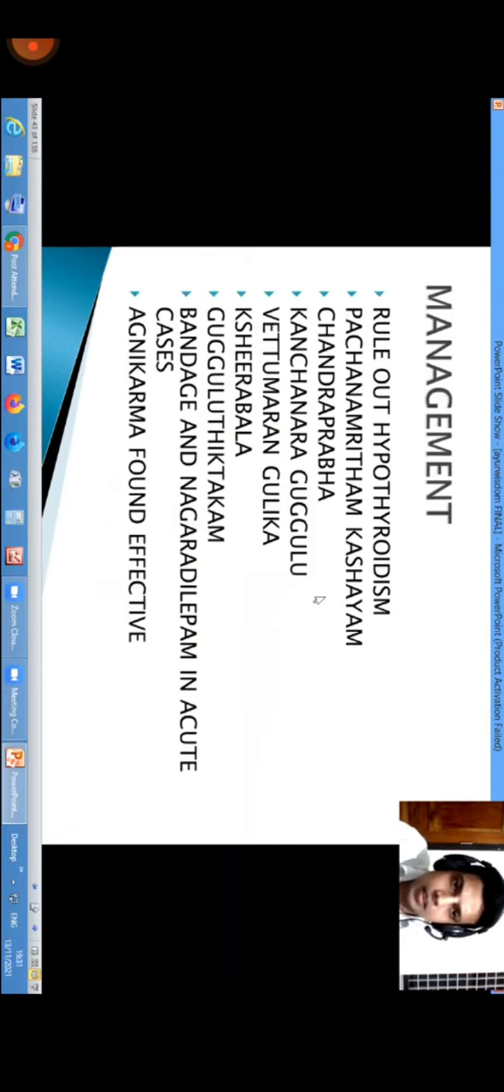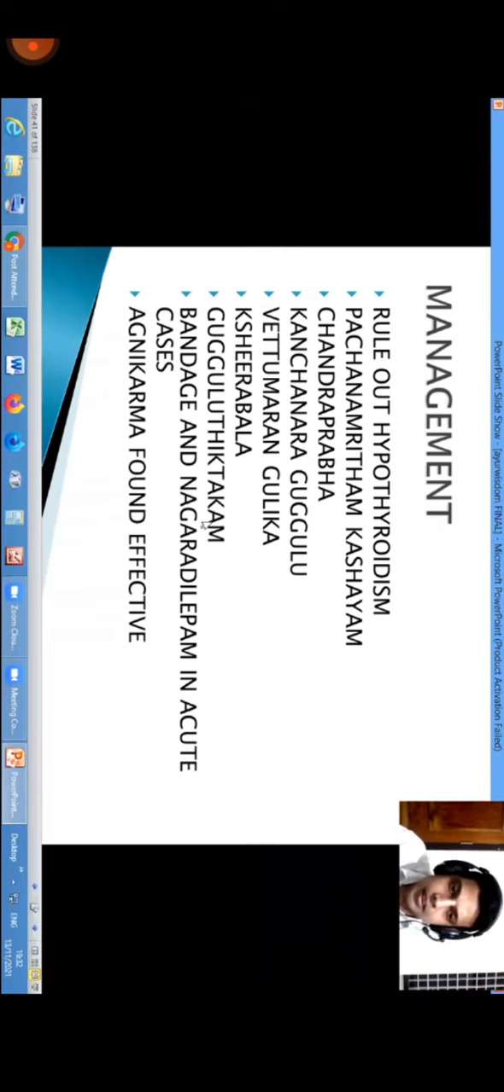And coming to management, rule out hypothyroidism. Hypothyroidism is a significant factor related with recurrent tenosynovitis and carpal tunnel syndrome. So rule out hypothyroidism. Then we can use Pajanamurdam Kashaya initially and Chandraprabha Guliga, Kanjanara Gugulu, Vittumaran Guliga, Shirabala Thaila. Shirabala Thaila is found very useful. It has high anti-inflammatory activity. Then Guglu Titta Kashaya.